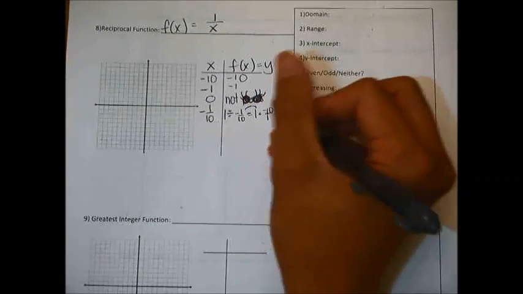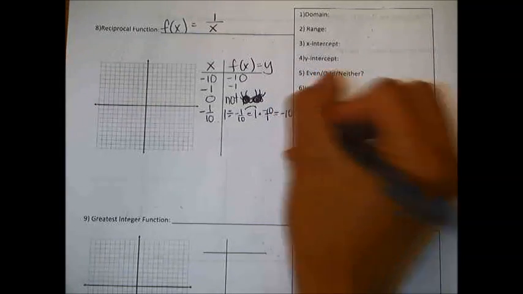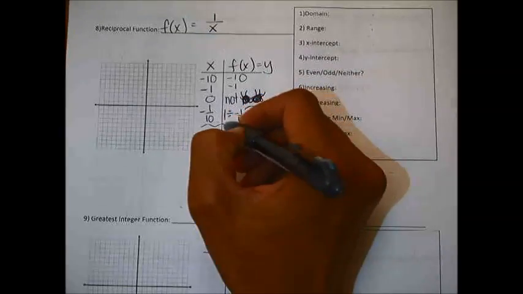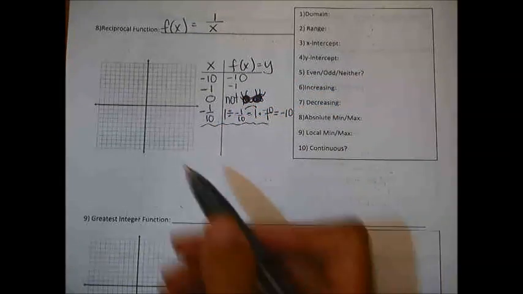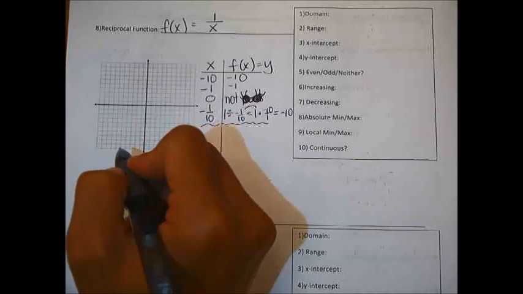Well, 1 times negative 10 over negative 10 over 1 is just simply negative 10. So we're going to plot those, and then we're going to do the positive side. Let's do a wavy line. Let's plot it. Negative 10, negative 10.